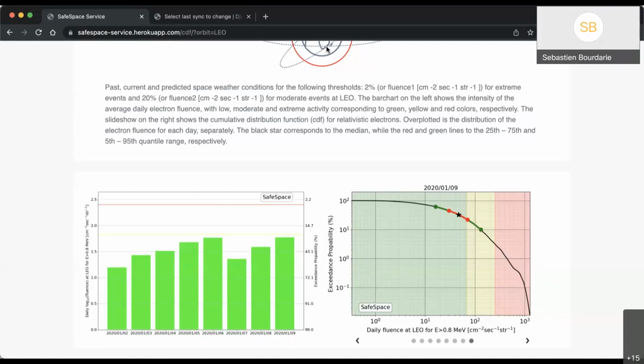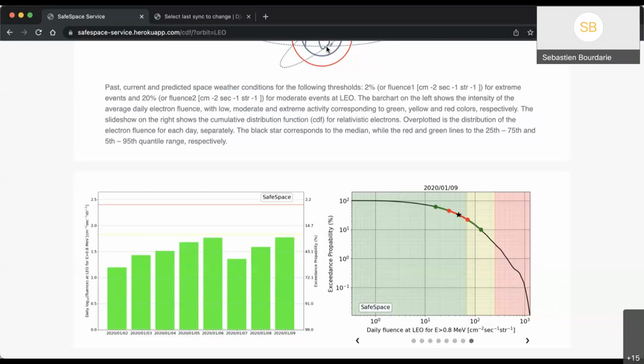So the black point is the median of our prediction, and the red points and the green points give you the distribution. So the red points, the left one is let's say 75th percentile, and the other one is, no, sorry, let me, yeah, the red is, I read again.